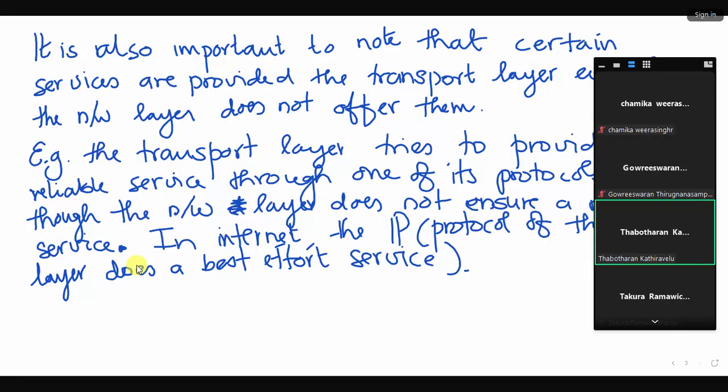So in the internet, the IP is a best effort service. In spite of this, best effort service means it does not guarantee a lot. It provides a best effort. Okay, it's not a reliable service.